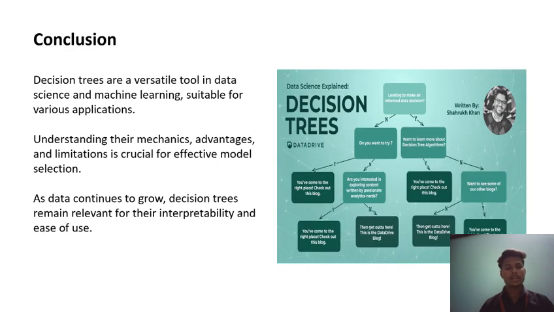The last one, in conclusion: decision trees are a very valuable tool in data science and machine learning, suitable for various applications. Understanding their mechanisms, advantages, and limitations is crucial for effective model selection. As data continues to grow, decision trees remain relevant for their interpretability and ease of use. The diagram: data science expression of decision trees, looking to make an informed data decision.